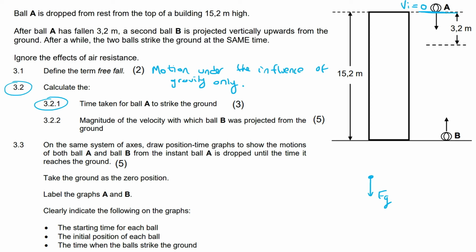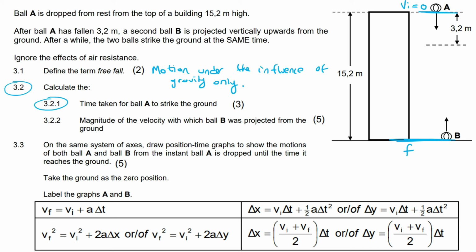This question over here says, calculate the time taken for ball A to strike the ground. Okay, so from here all the way down to here. So I'm going to call this my final position. And over here we have the initial position. This is where we'll have to use our equations of motion. So we have the total distance, we have the initial velocity, we don't have the final velocity. So let's not use anything with VF. So let's maybe use this one over here.